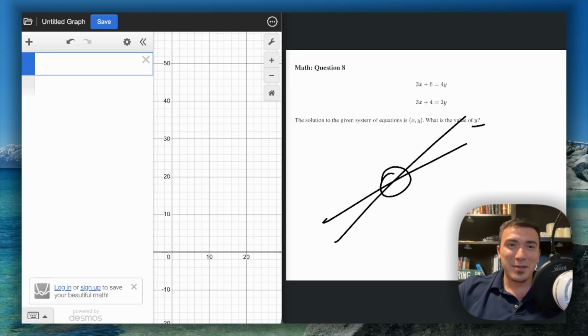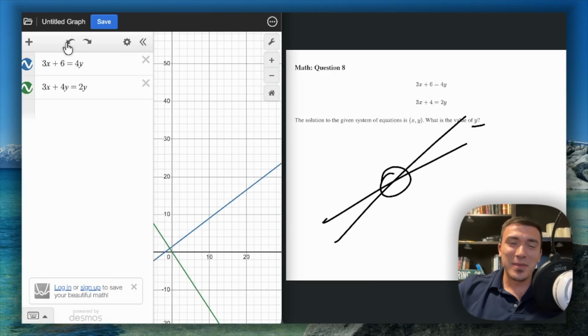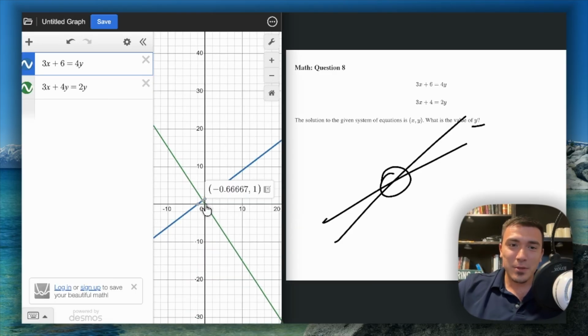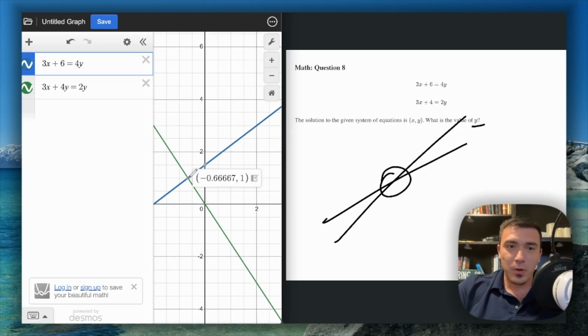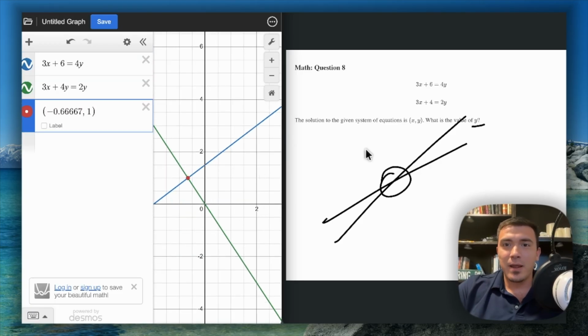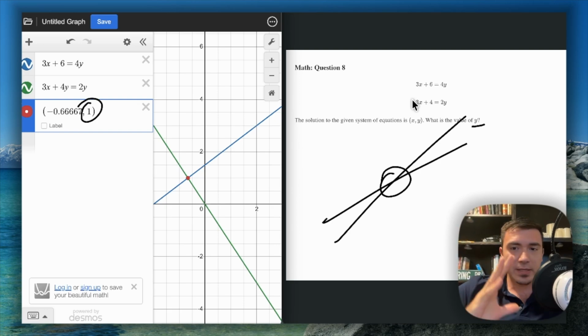How can we find that intersection point? Easy, Desmos. We plug both of them in, we find the intersection point. Let me just zoom in a little bit more. Find the intersection point, it's right over there. They're looking for the value of y, that is going to be 1. And just like that, we got our answer. So every single system of equations, plug it straight into Desmos. Please do not ever do substitution or elimination.